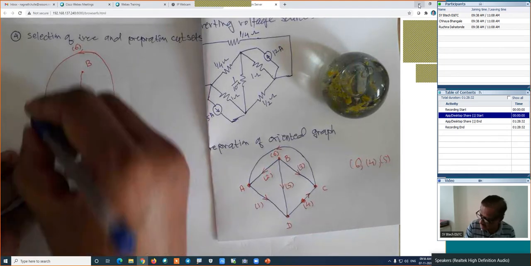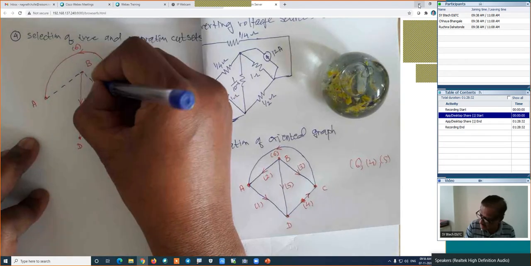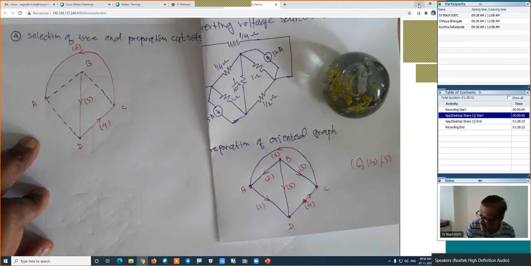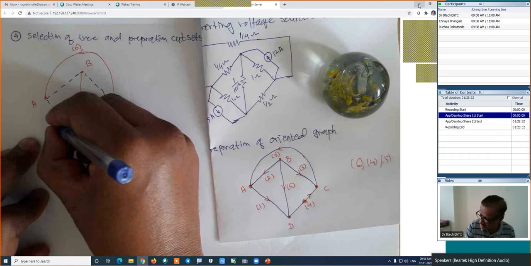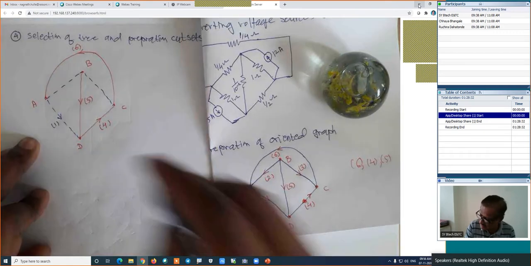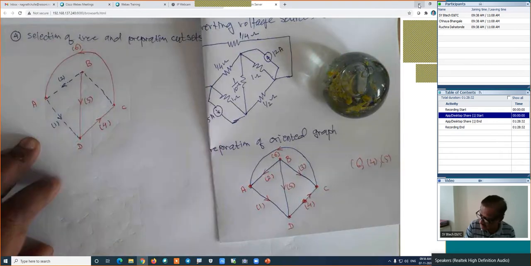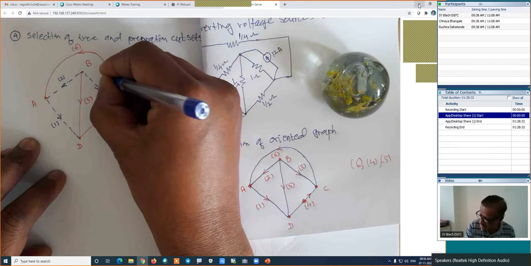Then here, I will draw the remaining branches. This is one branch, this is another branch, and this will be the remaining branch. In this case, this branch is branch number 1, which is the core tree. This is branch number 2, its direction is downward. This is another core tree branch. And next is branch number 3, which is another core tree branch.